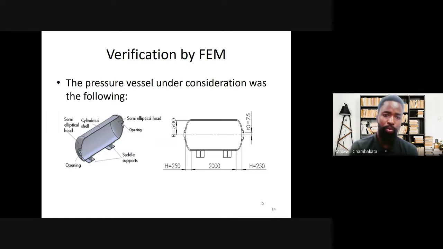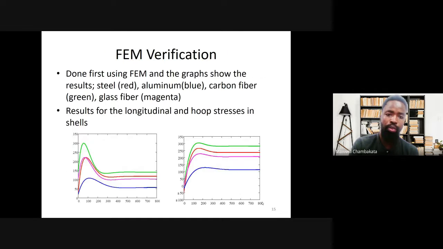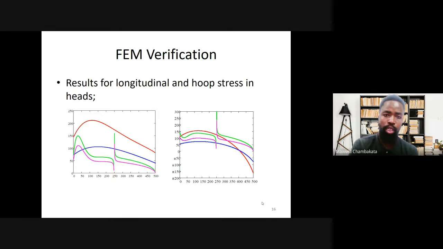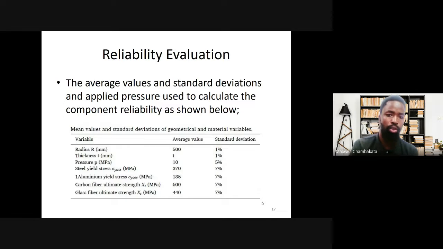So the other part of this presentation is on the finite element method. The finite element method for the pressure vessel under consideration was the following. That is the pressure vessel that was under consideration. Essentially, we have results from longitudinal and hoop stresses. These are the graphs of stress strain for longitudinal and hoop stresses for the materials: steel, aluminum, carbon, and glass fiber. Continuing from this, my friend James will take you through reliability evaluation until the last slide.